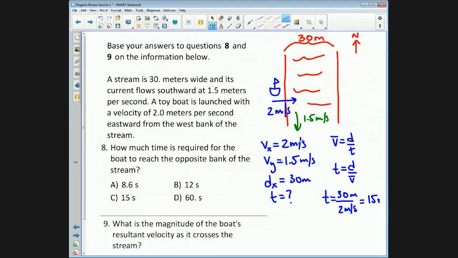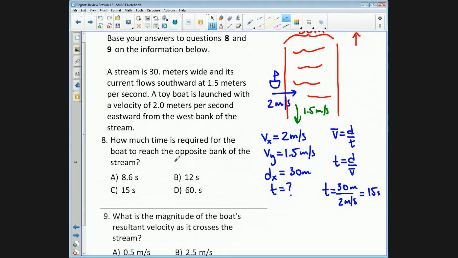Okay, so you actually don't have to include this 1.5 meters per second, the speed of the river, for number 8. That's not important, because the time it takes to reach from one side of the river to the other is determined using our x variables, our horizontal variables.